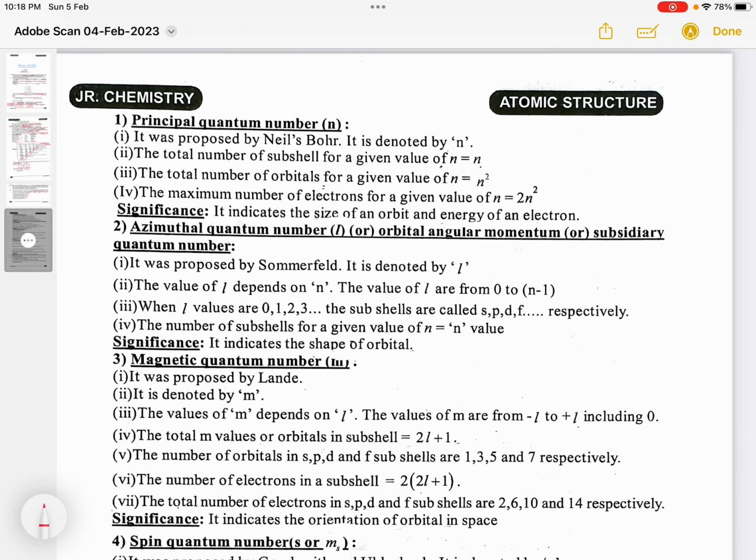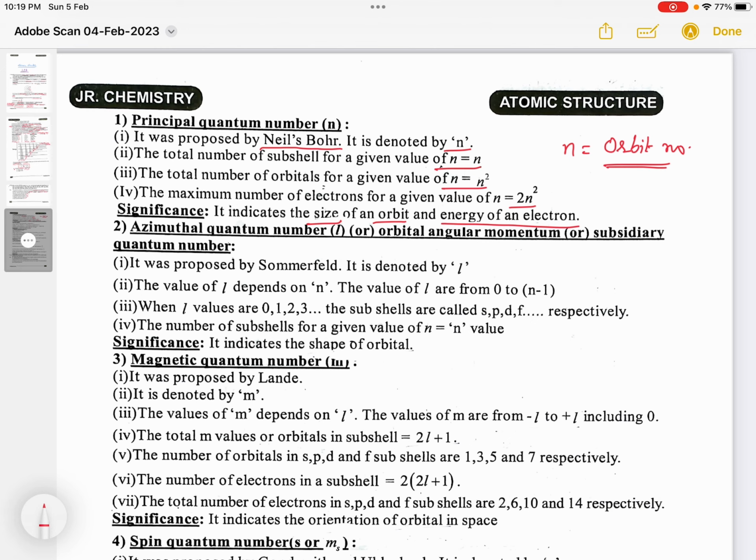This principal quantum number was proposed by Niels Bohr and it is denoted by N. These two points are very important, so I am underlining them. Next, the second point is the total number of subshells for a given value of N is equal to N. The third point is the total number of orbitals for a given value of N is equal to N square. And the maximum number of electrons for a given value of N is equal to 2n square. We all know that n represents the orbit number. So in an orbit, how many orbitals are present and how many electrons are present, we can calculate with the help of principal quantum number. And the significance of this principal quantum number is that it indicates the size of an orbit and energy of the electron.